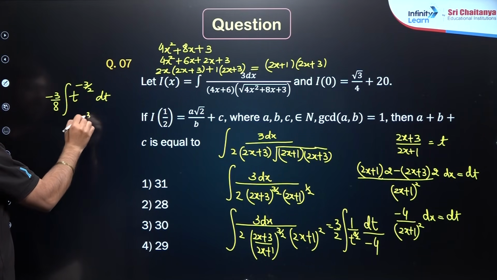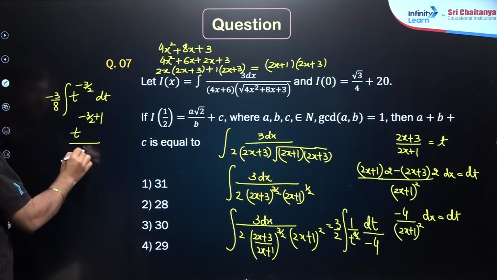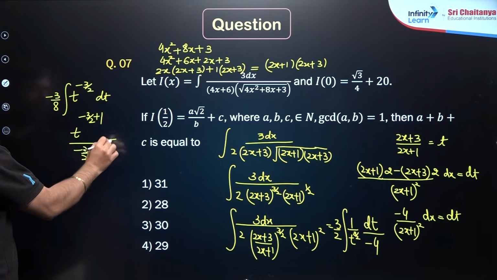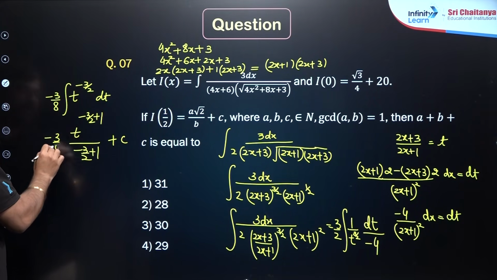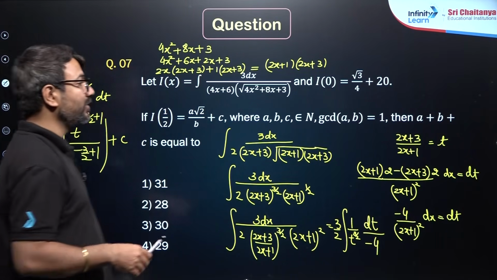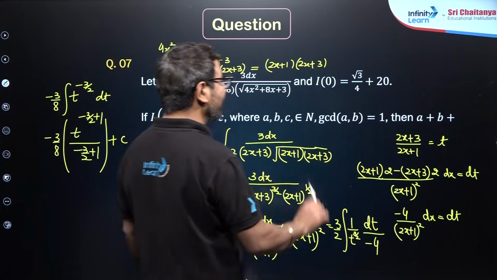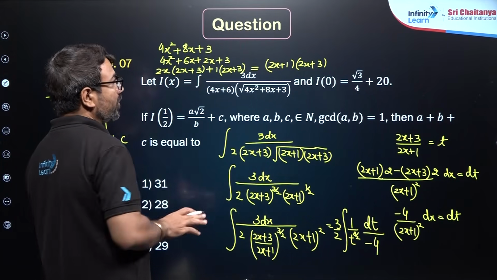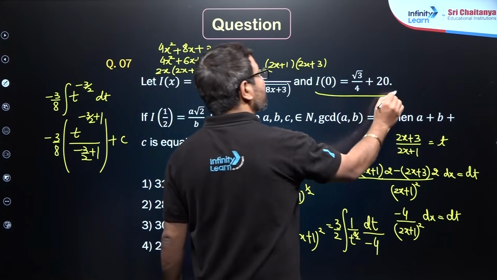So t raised to the power minus 3 by 2 plus 1, plus c, and then minus 3 by 8. In this way, you can substitute the value of t as this, and you can find the value of c also with the help of this expression.